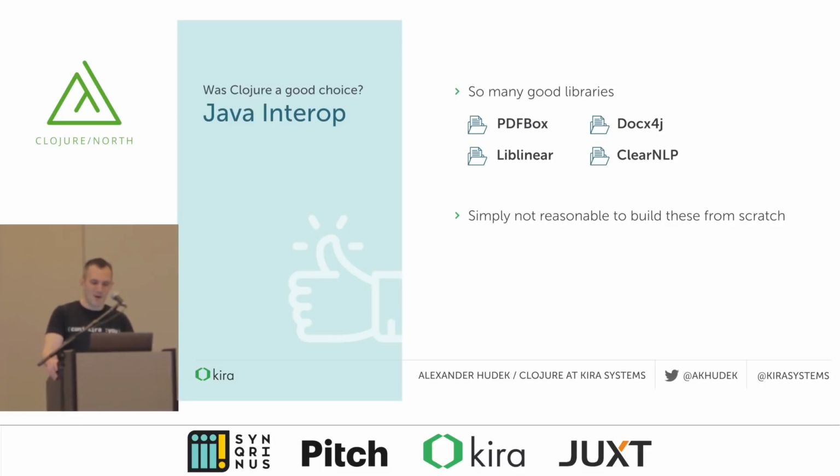First of all, Java Interop. Libraries like these up here, PDFBox, docx4j, ClearNLP is a machine learning library, LibLinear is another one. You're not going to rewrite these things from scratch. I mean, it would be foolish to try. So this was super useful. Being able to leverage libraries like this was absolutely invaluable.